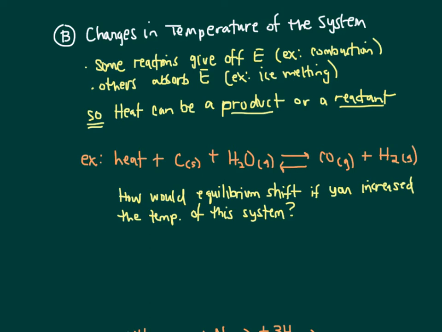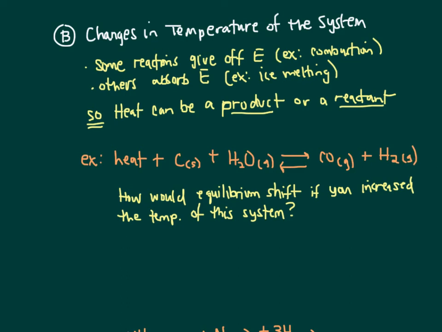Because of that, heat can be thought of as either a product or a reactant. If a reaction is giving off heat, it's a product. If it's taking in or absorbing heat, then the heat would be a reactant. So we're going to write heat into the equation and treat it as if it's a reactant or a product. You'll be given equations, and you'll see that heat is written into the equation either on the reactant side like it is here, or sometimes on the product side.